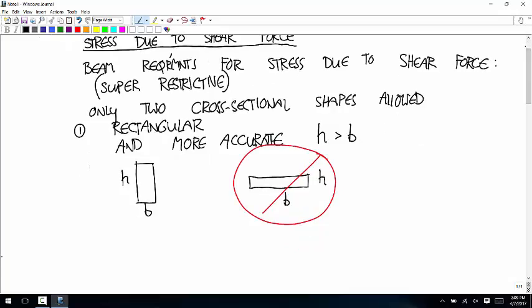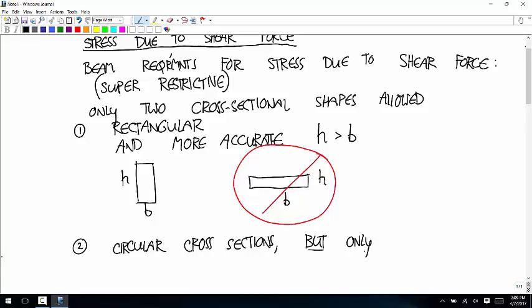The other news is, I don't know, it's more stuff you can do, but it's even more restrictive than rectangular shapes, is we can do circular cross sections. But we can only calculate the stress along the center line. Remember, that's where we put the z-axis because of the neutral axis.